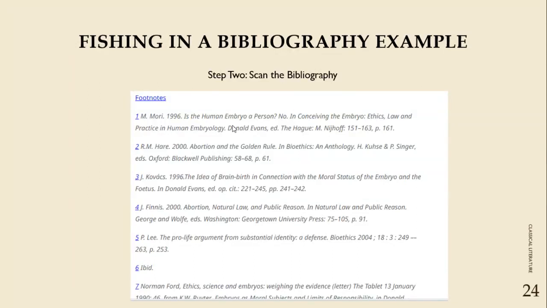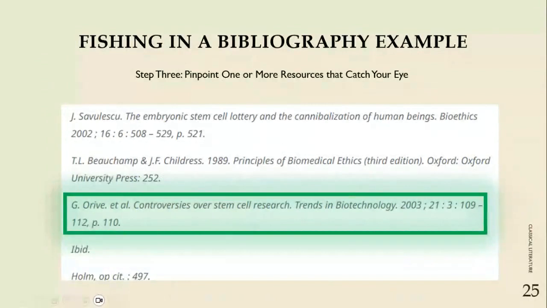We're looking for those keywords again. We're looking to see, okay, what can I use? Maybe I could use this article. Maybe I could use that article. And when you pinpoint one or more sources that catch your eye, like let's say this one, controversies over stem cell research. That sounds like something I could use for an argumentative paper about stem cells, right? Stem cell usage in human cloning, for instance. So it's like, okay, let me follow up on this and see if I can find it.